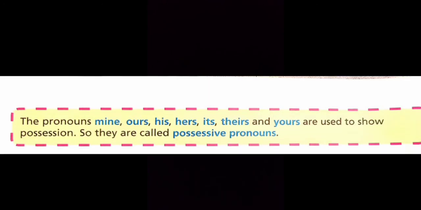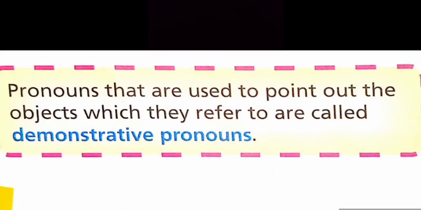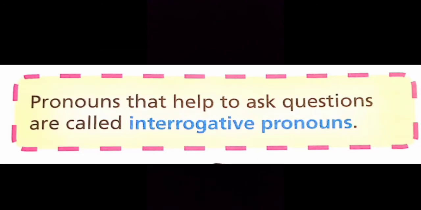The pronouns mine, ours, his, hers, its, theirs, and yours are used to show possession. So they are called possessive pronouns. Pronouns that are used to point out the objects which they refer to are called demonstrative pronouns. Pronouns that help to ask questions are called interrogative pronouns.